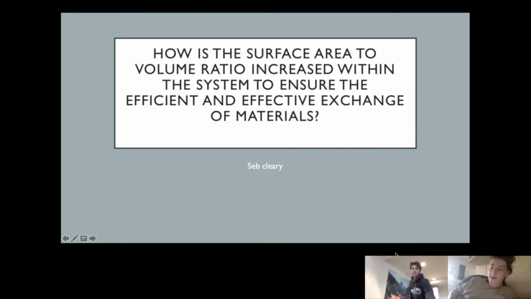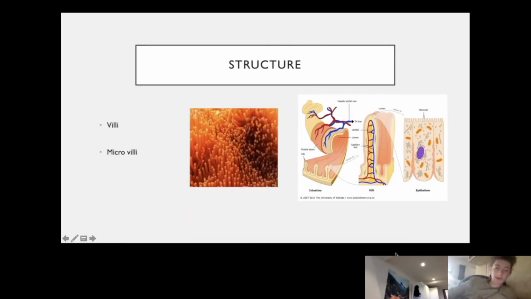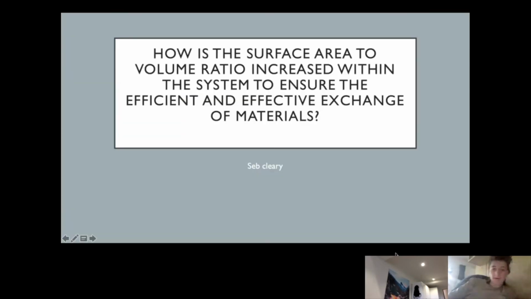How is the surface area to volume ratio increased within the system to ensure the efficient and effective exchange of materials? The structure. Villi microvilli structure. Oh, I'm going to start from the start.